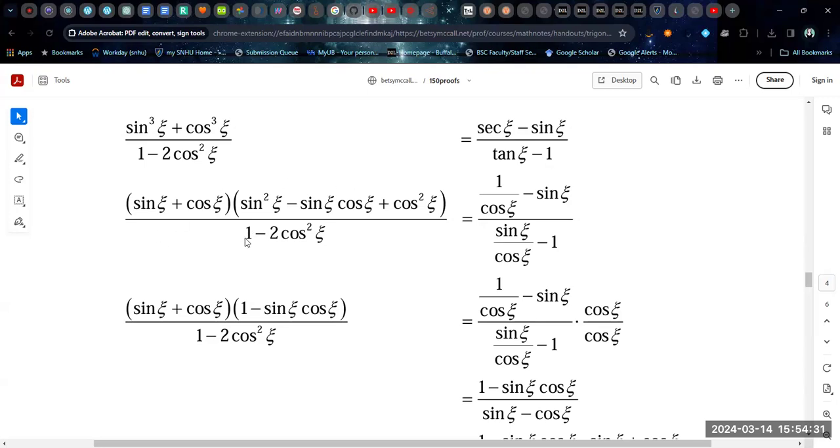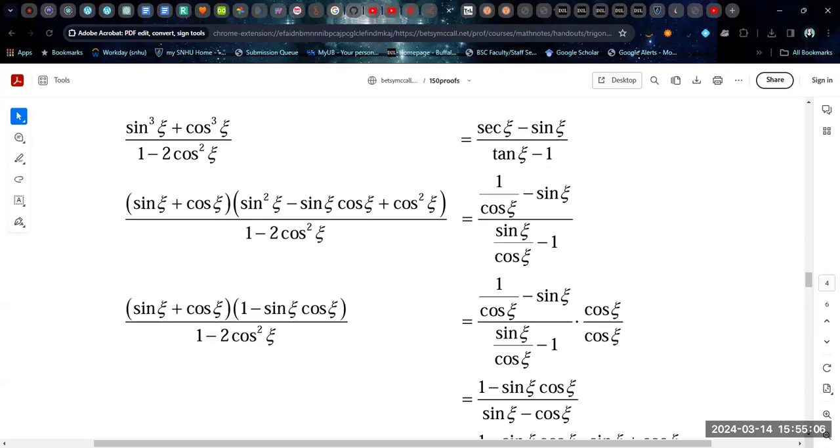So on this side of the expression, I'm going to factor my cube. So my sum of cubes factors, if this is a cubed plus b cubed, this is a plus b, and this is a squared minus ab plus b squared. So a is sine, b is cosine. So we get this. And then I didn't do anything with my denominator yet. On this side of the expression, again, only manipulating the right side by itself, I'm going to convert my secants to 1 over cosine and my tangent to sine over cosine.